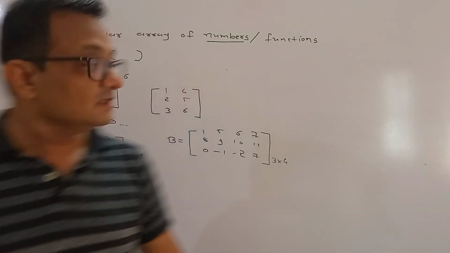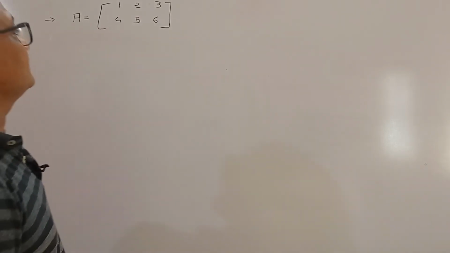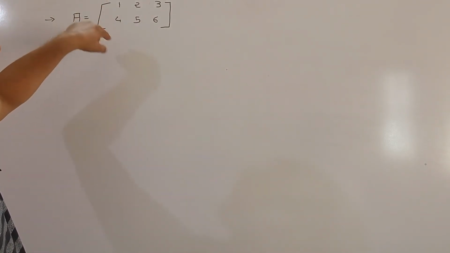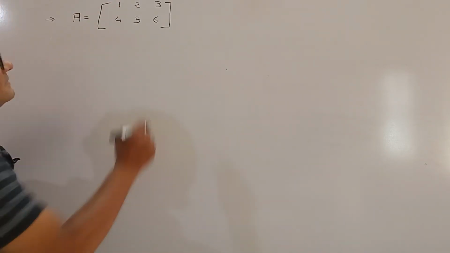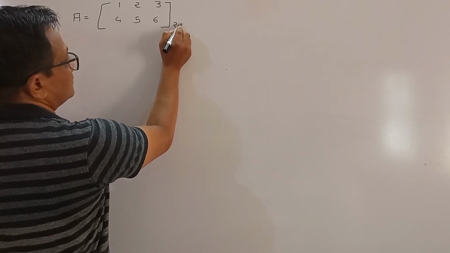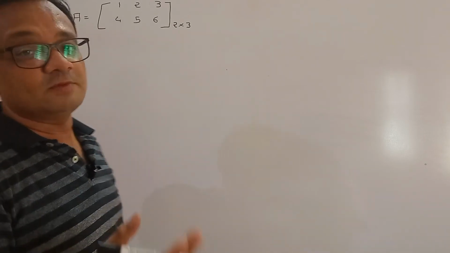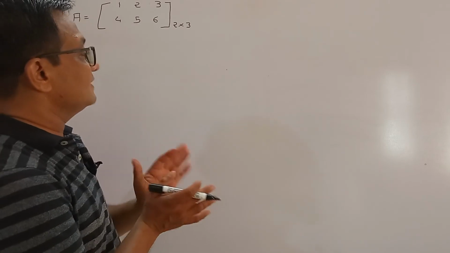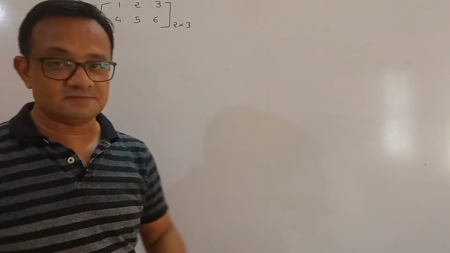Now, next. Here matrix A is 1, 2, 3, 4, 5, 6. Again, 1, 2, 3 is the first row, 4, 5, 6 is the second row, 1, 4 is the first column, 2, 5 the second column, and 3, 6 is the third column. Now matrix A has 2 rows and 3 columns, so it is 2 by 3. 2 into 3 means 6, so an arrangement of 6 elements. We can also use a 3 by 2 matrix for 6 elements, 6 entries.